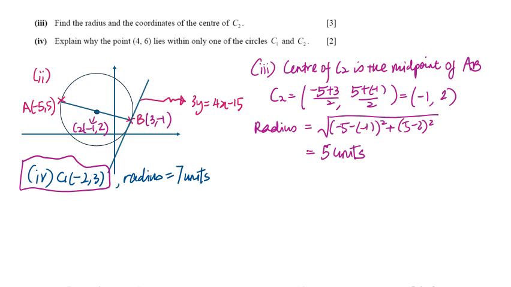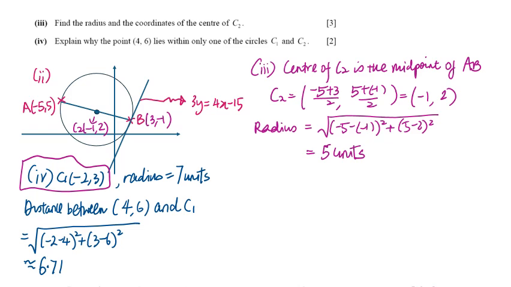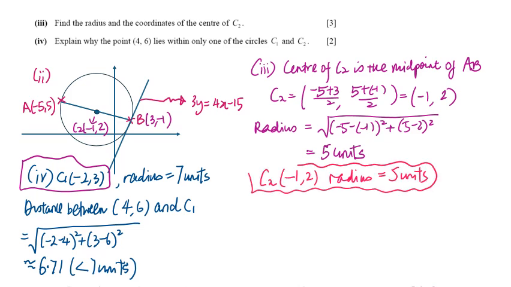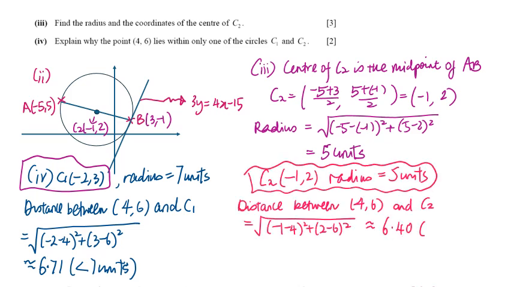Let's start off by finding the distance from the center of C1. You find that it's 6.71, which is less than the radius of C1. But we cannot conclude that it lies in C1, because it may be some intersecting circle and then it lies in both circles. So we have to go on to find the distance from C2. We can't just stop here. The distance comes out to be 6.40, which is more than the radius of C2. Only then can we confirm that this point lies inside C1.